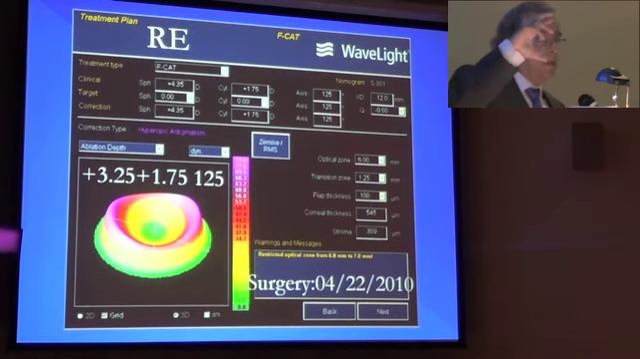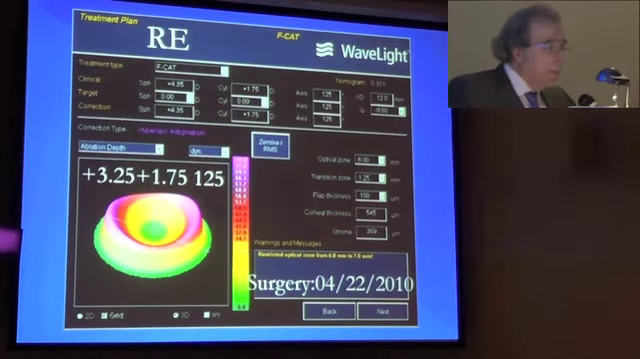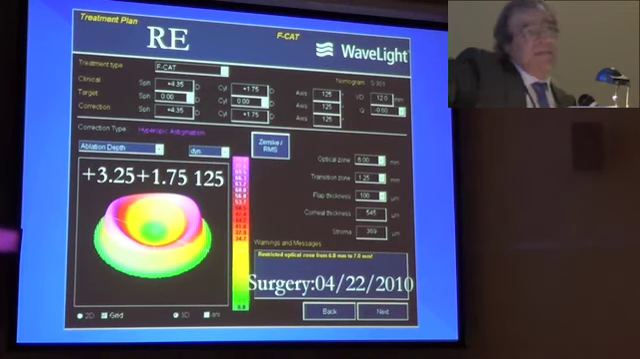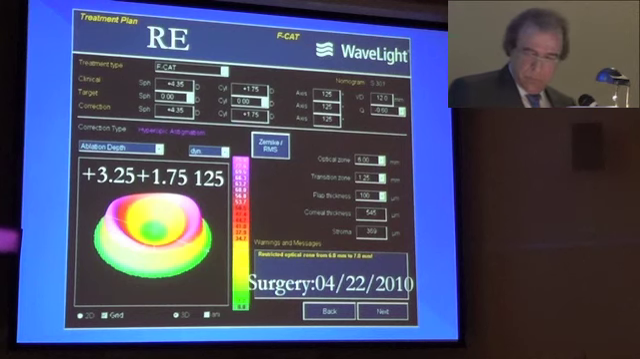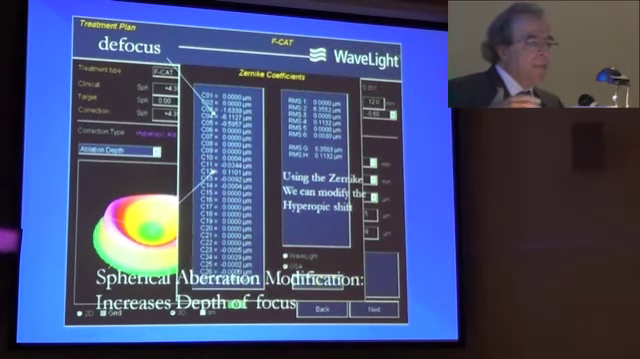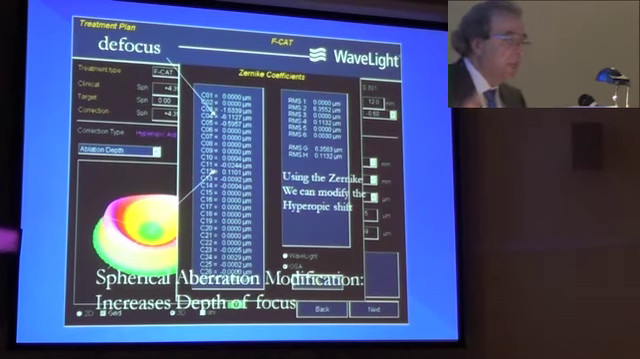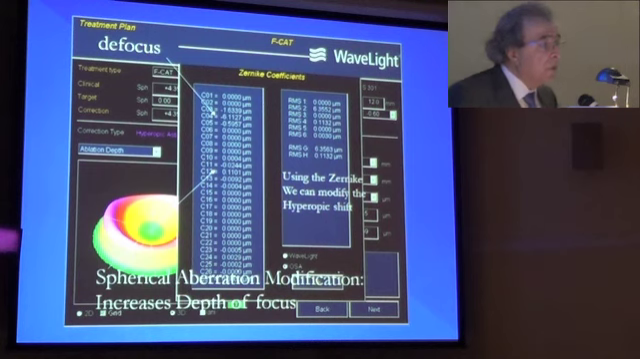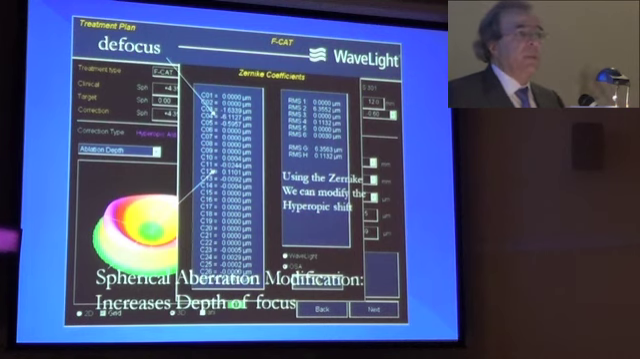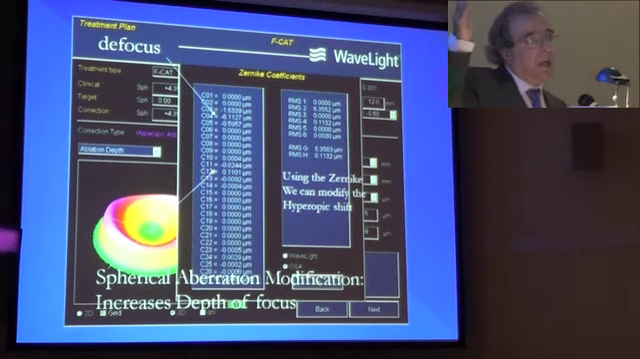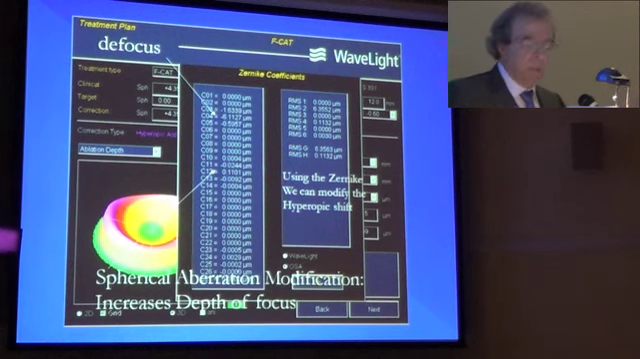It's very interesting. You can see the difference between the correction and the refraction: refraction plus 3.25, correction plus 4.25, the same astigmatism. Using the Zernike, we can modify the hyperopic shift. Spherical aberration modification increases depth of focus, but the focus is very similar and the ablation is very similar between the spherical treatment and the optimized treatment.